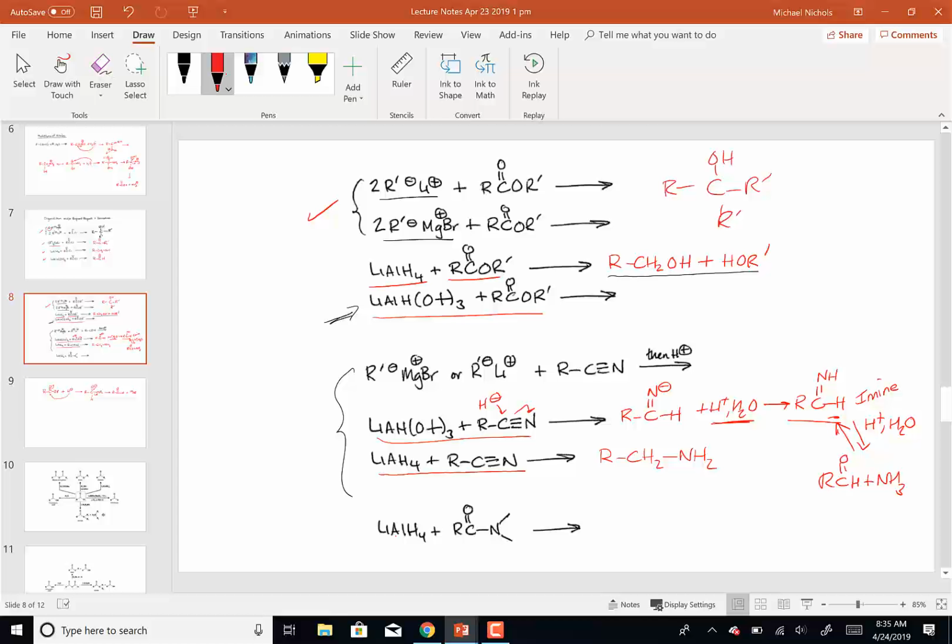So, how about this one? Lithium tri-tert-butoxyaluminum hydride with an ester. What do you think you will get? Katie? Just alcohol. You're just going to get the aldehyde. One hydrogen replacing the OR group.